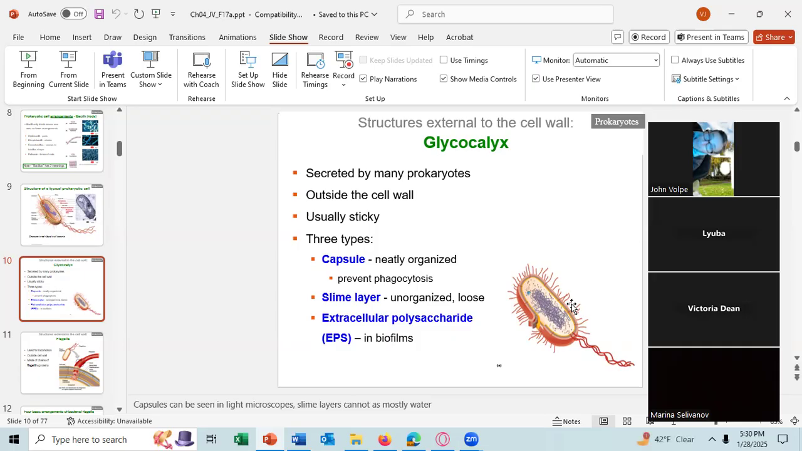The slime layer is an unorganized glycocalyx. It's mostly water.